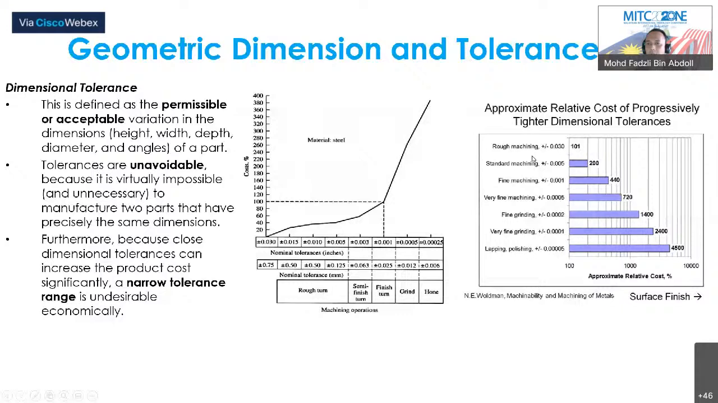Okay, then ni sama jugalah, this is the approximate relative cost of progressively tighter dimensional tolerance. Kalau kata rough, lebih kurang 0.030, dia punya relative cost dia adalah dalam 100. Kalau kata standard machine, dia punya relative cost dia adalah 200. Okay, maksudnya lagi yang ni surface finish, dia punya surface roughness, maksudnya lagi smooth, lagi mahal.